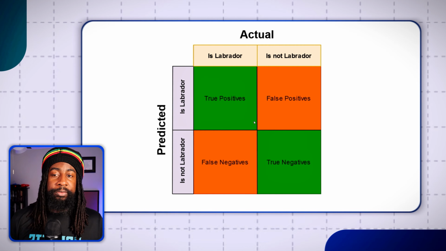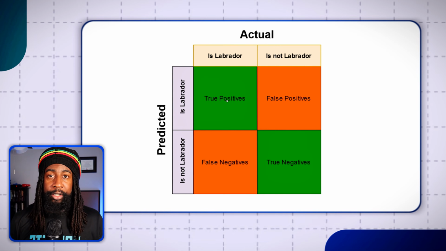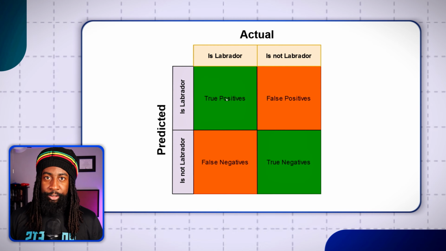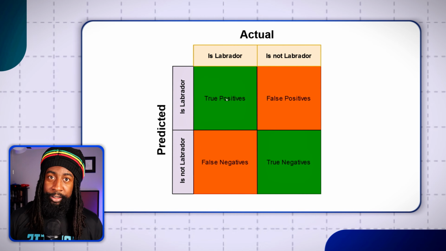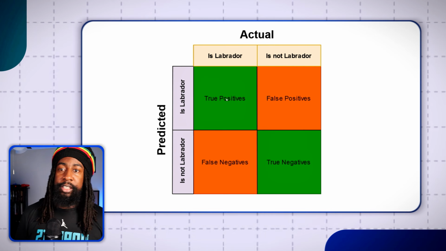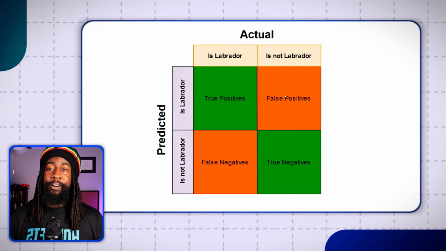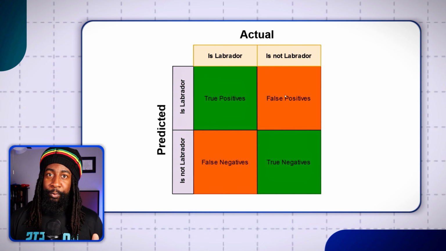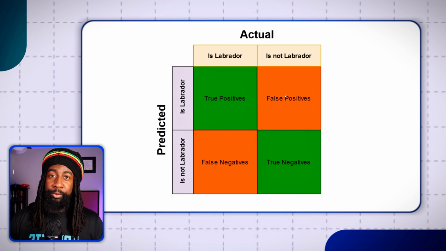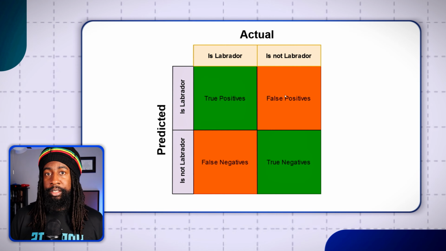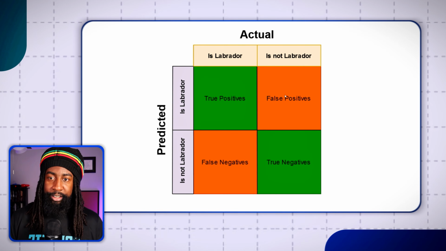Now, we need to understand how to read the 4 boxes here. So in the top left box, we have our true positive. This is when the machine learning algorithm has successfully and accurately predicted something. In this case, this is when the machine learning algorithm has predicted that this is a Labrador, and the actual data reflects that, yes, that is correct. This is a Labrador. Now, the second box on the top to the right are your false positives. These are when the machine learning algorithm says, hey, this is a Labrador. But when you look at the actual data, it shows that this is not a Labrador.